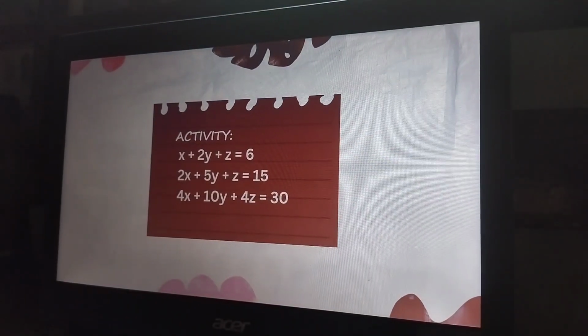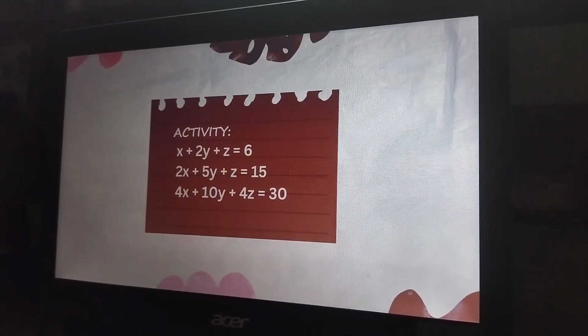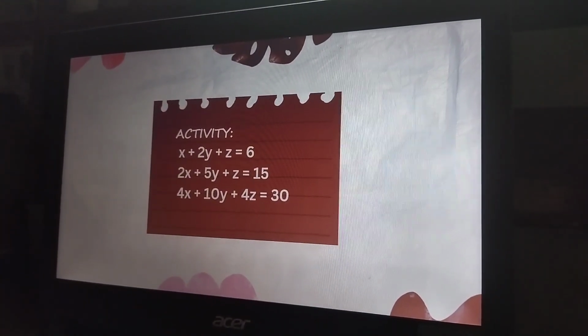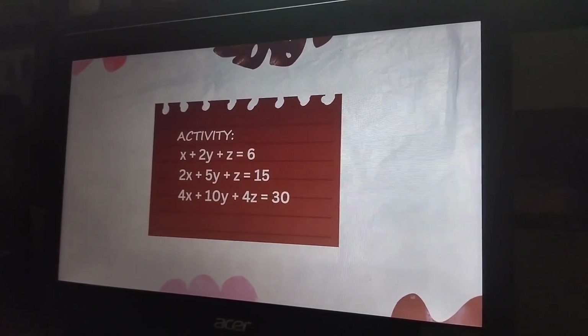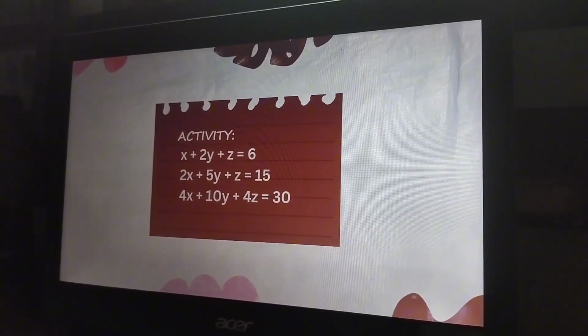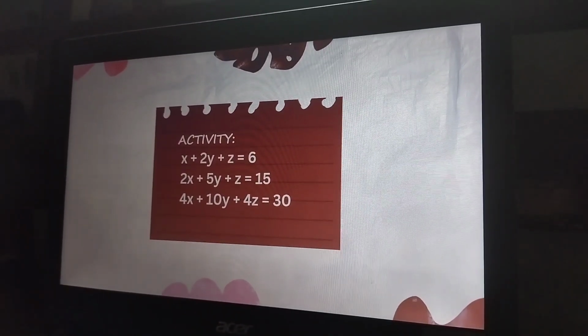So, to assess that you really understand the discussion and fully understand it, let's answer the activity together.